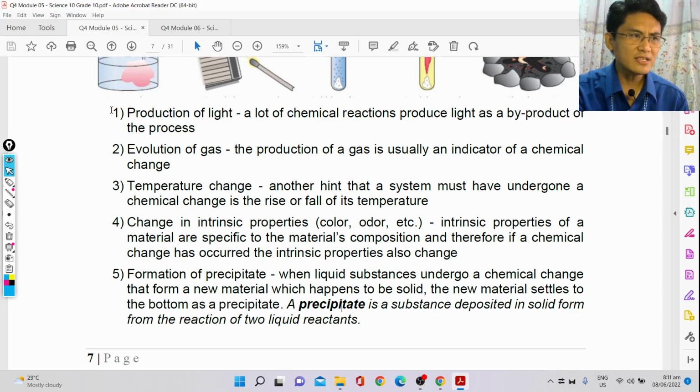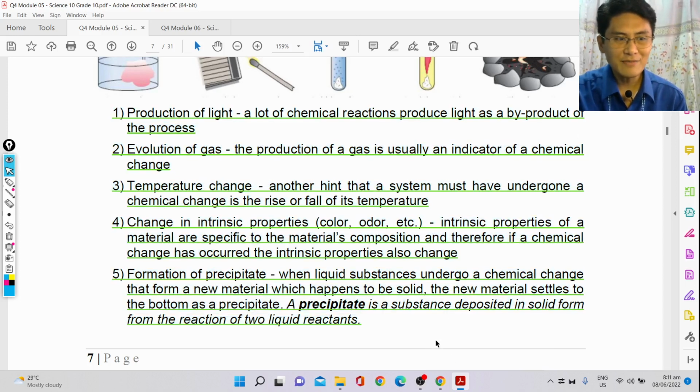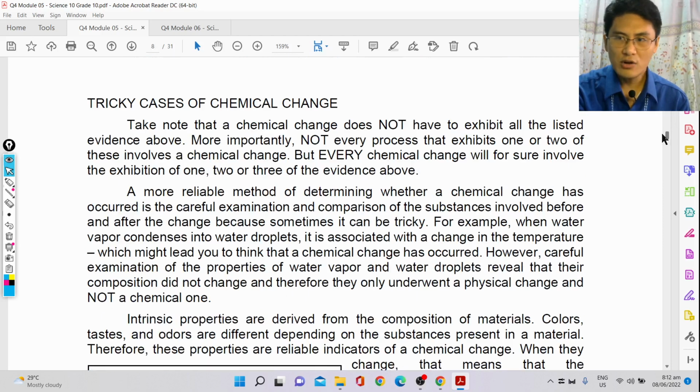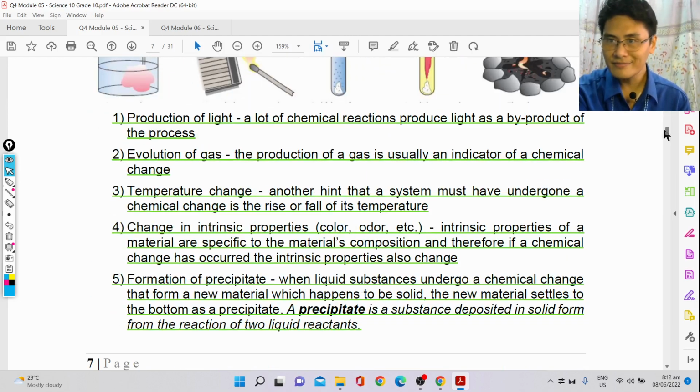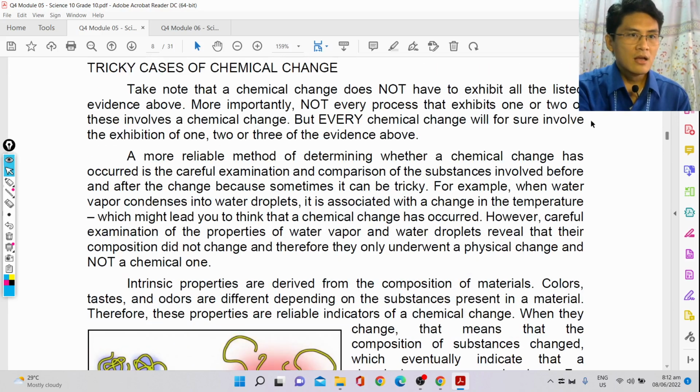Again, why do we need evidences? Because the way we define a chemical change is kind of atomic in nature, and it's very difficult to really see if the bonds have been formed or not. And so we have to have a criteria that we can apply at the level of our macro world. But there's a warning here, and this is very important. Take note that it doesn't mean that a chemical reaction must show all these five evidences. It's not a requirement, right?